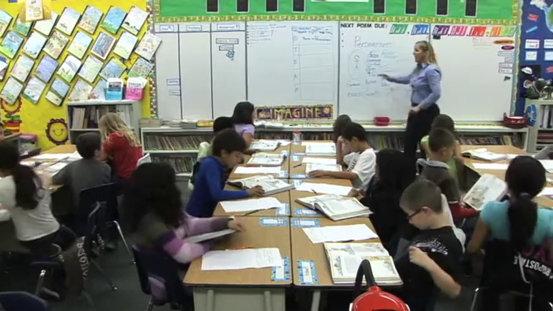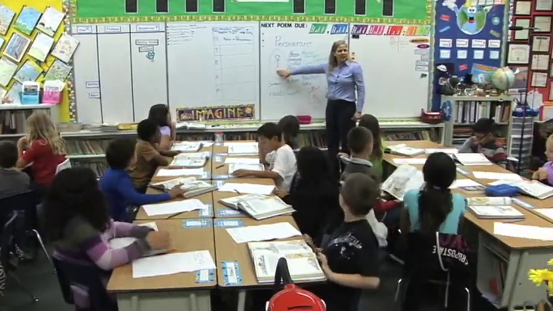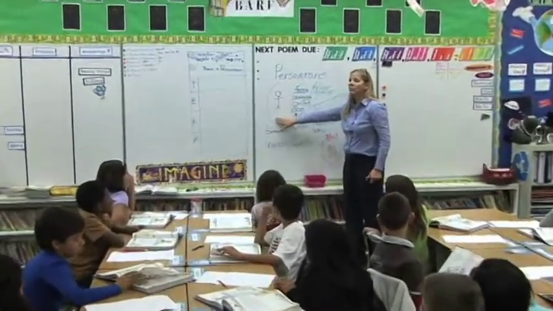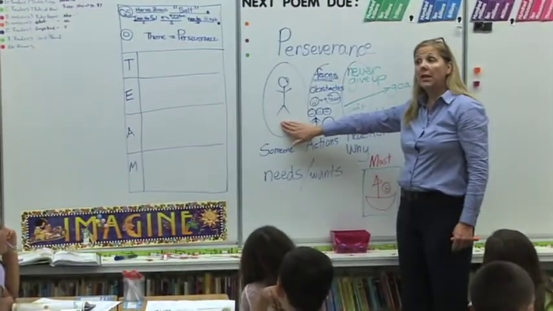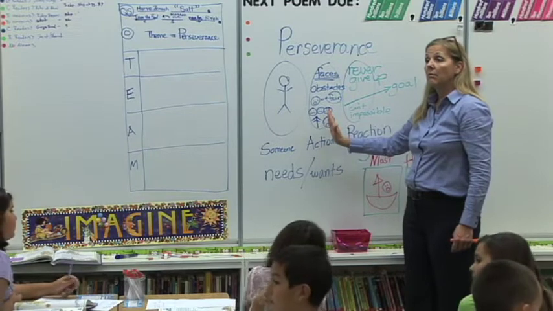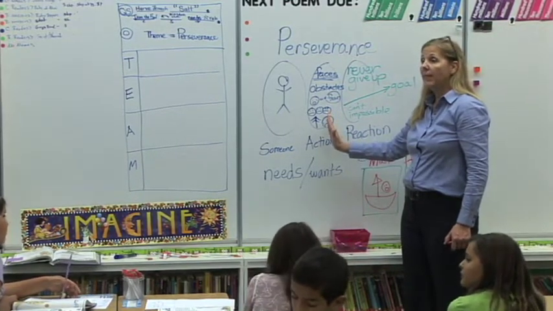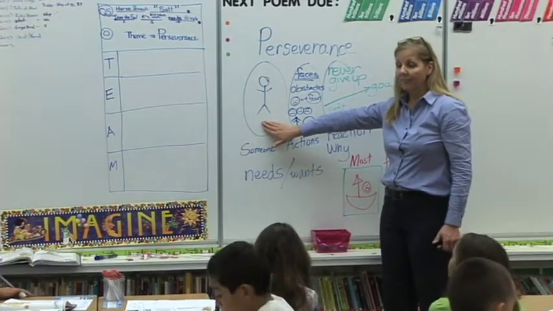Okay, let's stop. Let's take what you just read. Someone, everyone go, someone. Who in that passage just showed perseverance? Who? Giant. Okay, let's see. What obstacle did the giant face? Do you want to change it? Yeah. Someone. Everyone say, who showed perseverance?